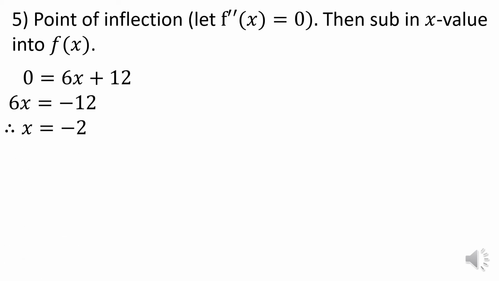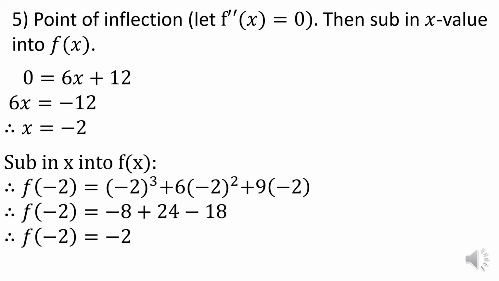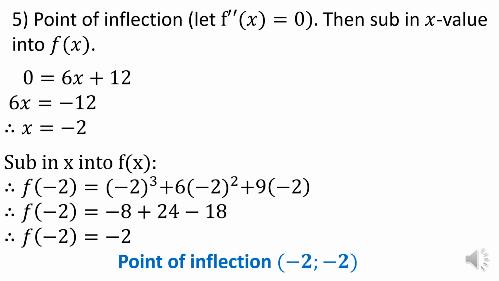Now that we have an x value, we have to substitute that back into our original function. So we should have f of minus 2 is equal to minus 2 cubed plus 6 times minus 2 squared plus 9 times minus 2, and that should give me minus 8 plus 24 minus 18, and therefore the answer should be minus 2. So my point of inflection is at minus 2 and minus 2.